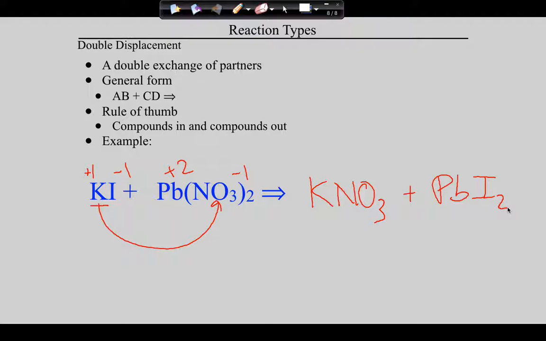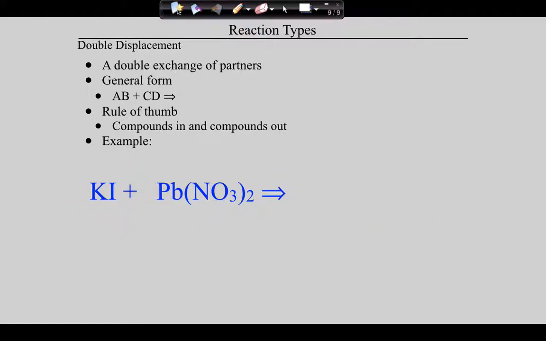Now we need to balance it. So guys, we've got 1 potassium, 1 potassium, 1 iodine, 2 iodines, so we need a 2. But now that gives us 2 potassiums, so now we need a 2 here. And then we've got 1 lead, 2 nitrates, and 2 nitrates, and that balances. You good? Do you see the connection between single and double displacement reactions? You okay? All right. So guys, now we're ready to go on to the next pairing of 2.